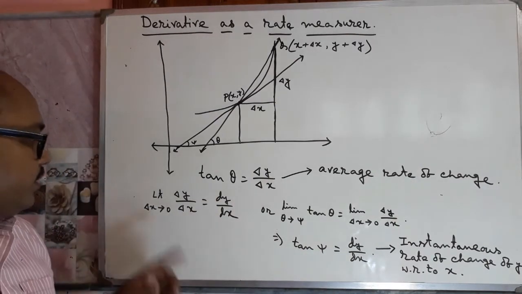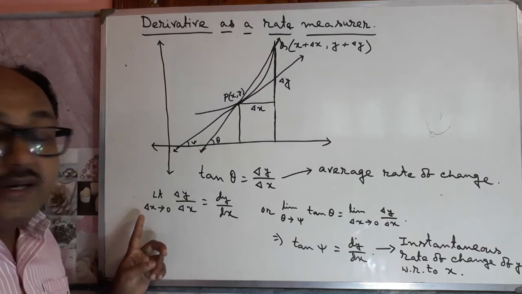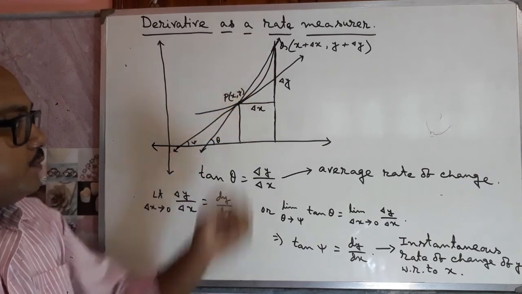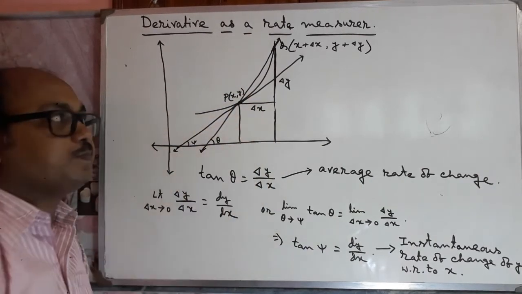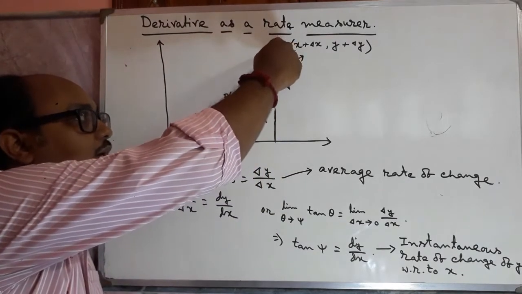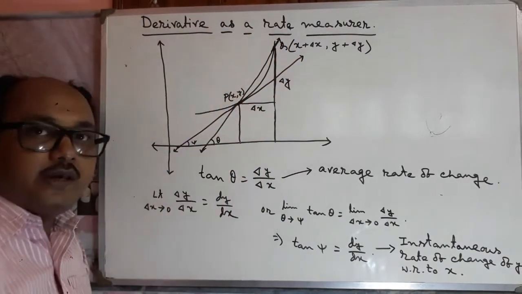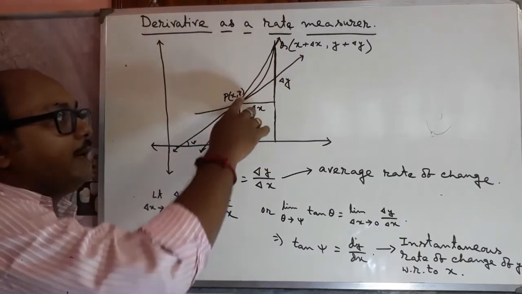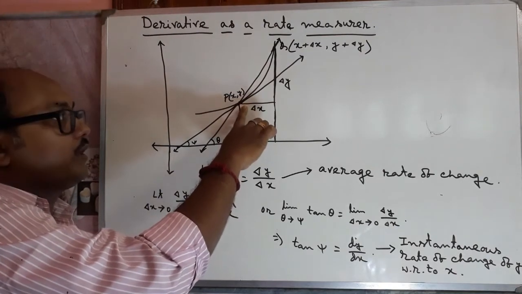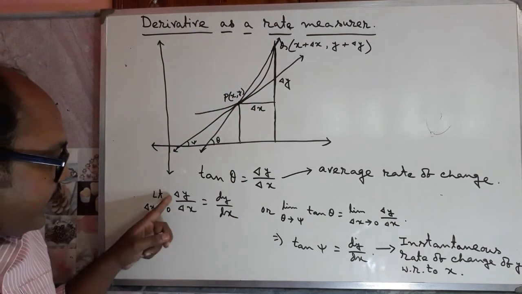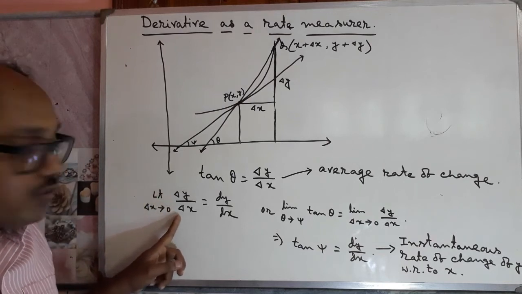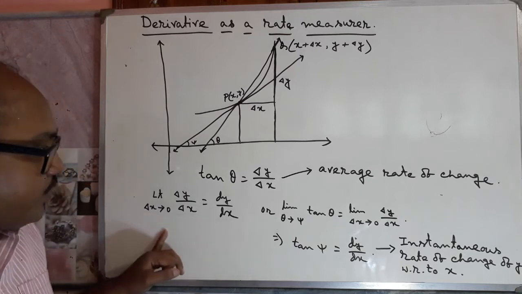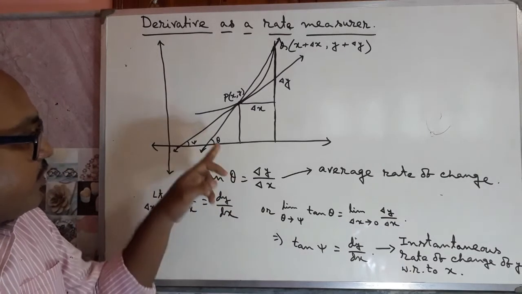Now if we take the limit delta x tends to 0, that means this change in x is very small, then this point Q is very near to P, or you can say this point Q approaches P. Then this delta y by delta x is known as dy/dx. This term, you can say, again, limit theta tends to psi.